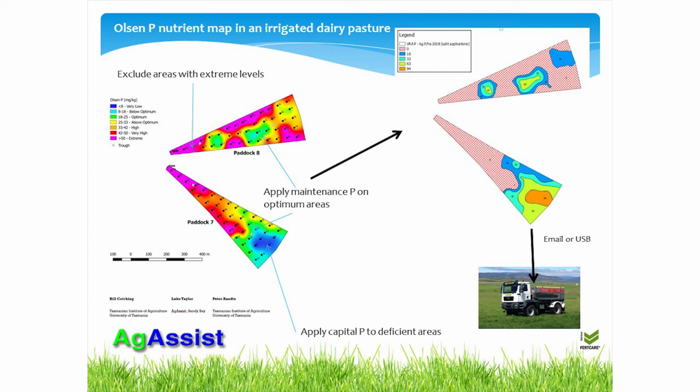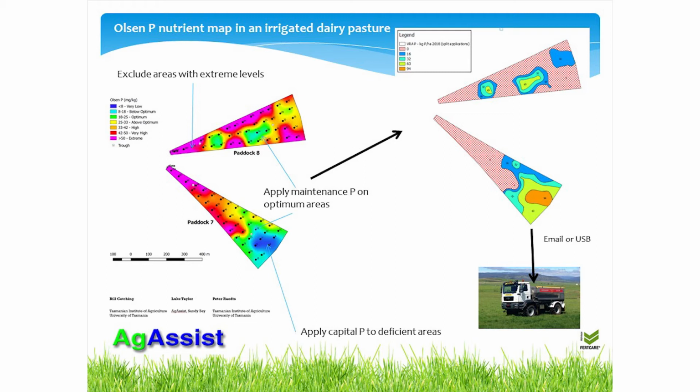The blue areas indicate areas where the phosphorus levels, in this case, were well below the optimum level. So they're areas where phosphorus is going to be a limiting factor to pasture production. Once you've got this information, you can strategically start to target those areas. Those blue areas have limited production, so we can put on some capital applications of phosphorus to lift those levels up to the critical level, so that phosphorus is no longer a limiting factor.